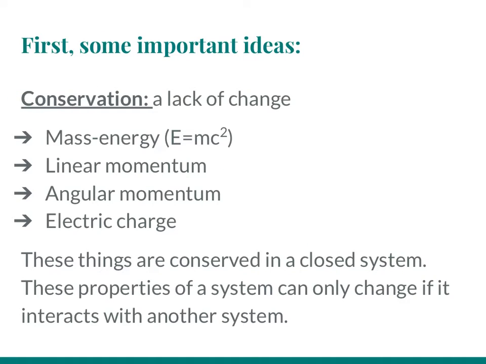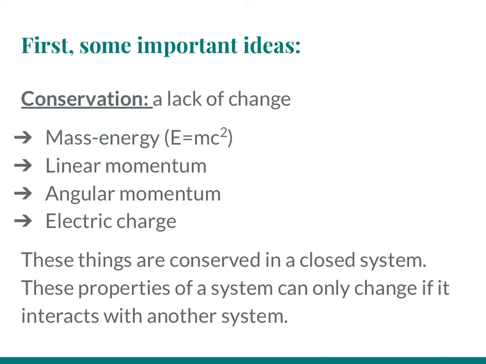Our second important idea after systems and objects is that of conservation. Now, conservation is a word that's used a lot in physics. It means a lack of change of some quantity. There's four big ones that we'll study, or you may have already studied. There's the conservation of mass energy. You've, I'm sure, heard of the conservation of mass and the conservation of energy. They're actually two sides of the same coin and get combined into one law. That was an Einstein thing.